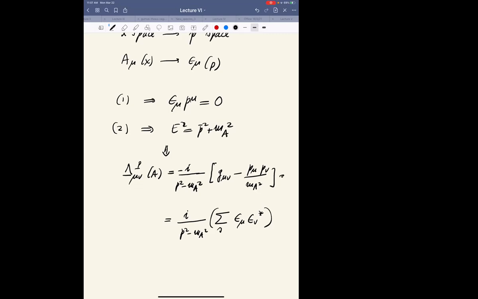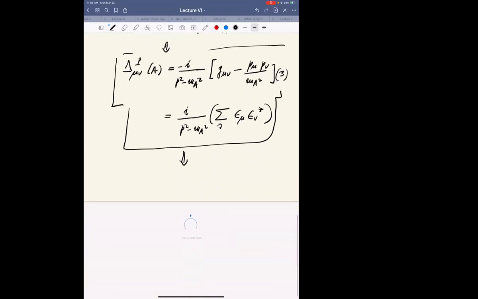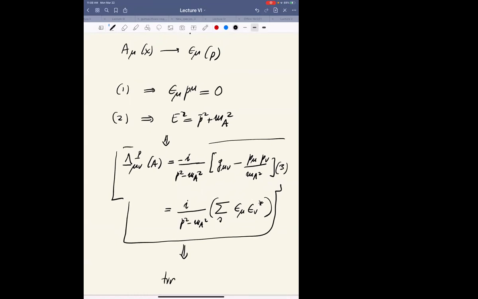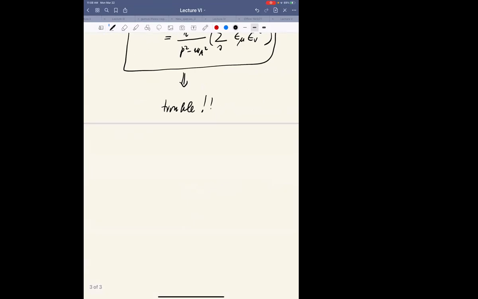But we were troubled by the propagator. Why? We can smell the trouble without going into nitty-gritty. Because Δ_μν Proca goes to 1 over M_A squared when p goes to infinity. Not good.